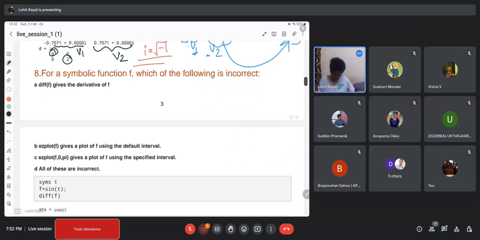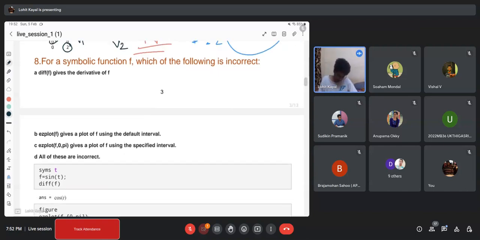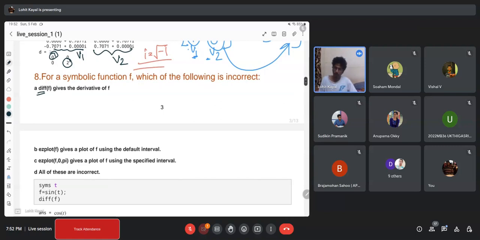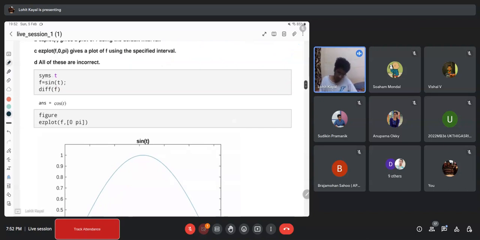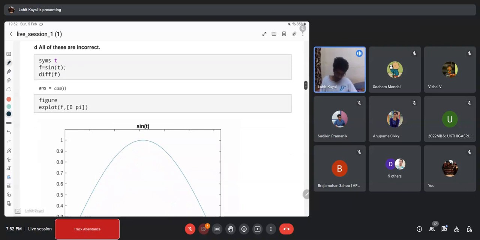Okay. Now another new command for MATLAB: diff of f. Here f is a symbolic function, and diff will give you the derivative. Here you can see syms t. Here t is an independent variable, and I have to mention that t is a symbolic variable, otherwise MATLAB can't work, like I mentioned moments ago. f equal to sin of t, and diff of f gives you the result cos of t.